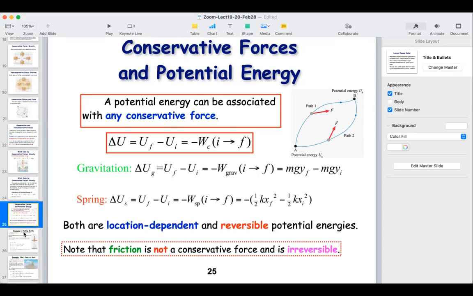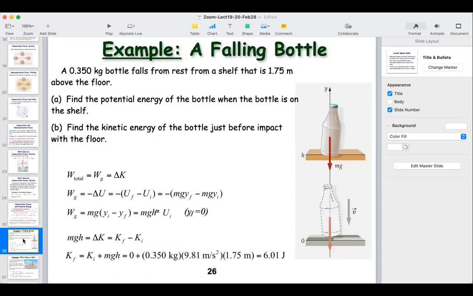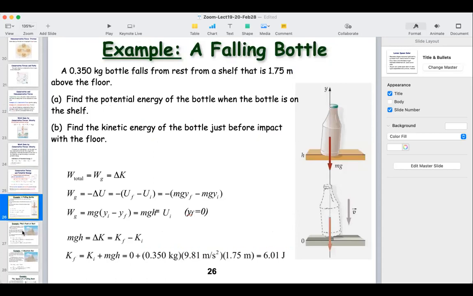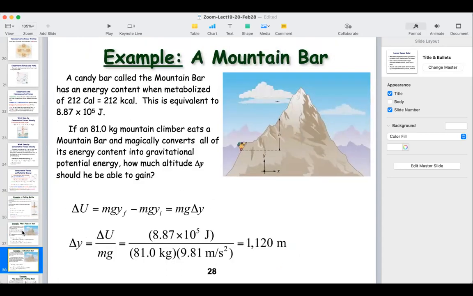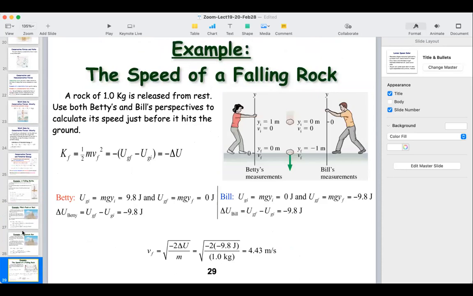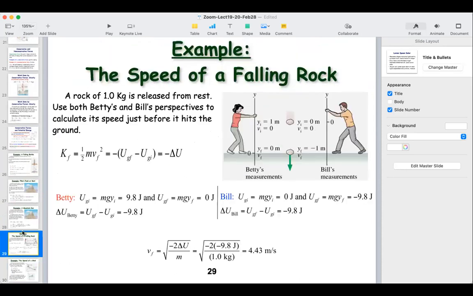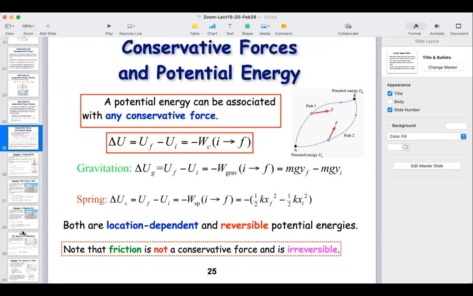Okay, so I think with this, we have pretty much done. There are a few more examples that I put in this lecture that we can do on Monday. I think maybe Monday we can review potential energy quickly and then show some conservation of energy examples. Yes, perfect. Okay.